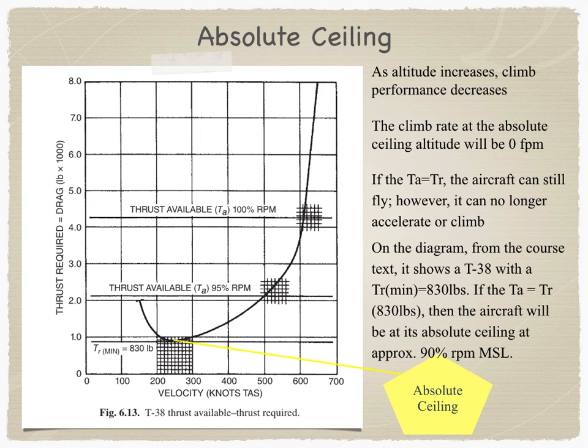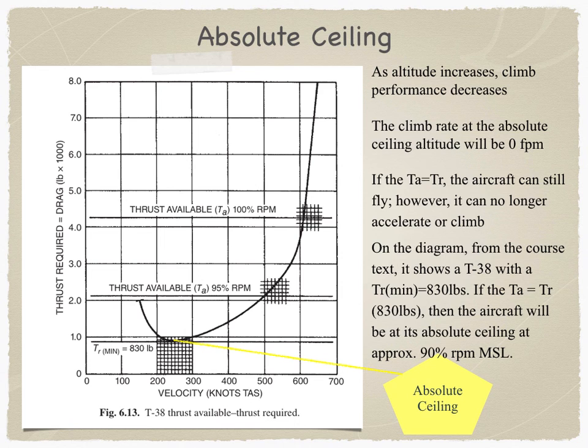Now I'm going to talk about absolute ceiling. As altitude increases, climb performance decreases. The climb rate at the absolute ceiling altitude will be 0 feet per minute. Why is that? Well, as you go up in the sky, the air particles get thinner, and there's just no more room for lift. They're just too far spaced apart. They're sparsely there. They're not going to give you any more lift. No matter how much you try or want to go higher, it won't work.